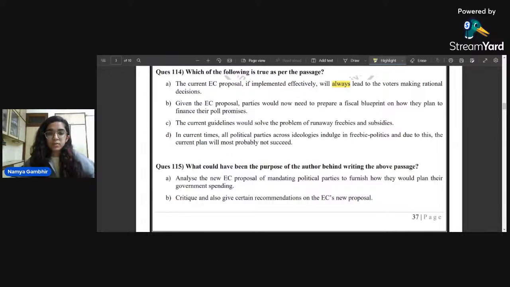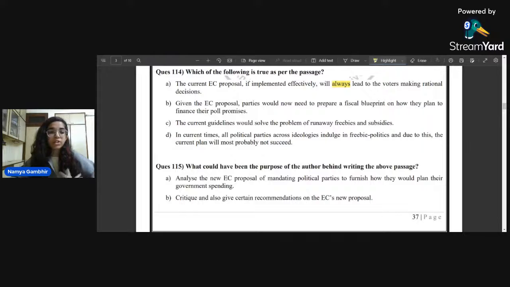The current guidelines would solve the problem with runaway freebies and subsidies. This is a very extreme thing to say, that it would completely solve that problem. That is not what the author is getting towards. And the last option says that in current times, all political parties across ideologies indulge in freebie politics, and due to this, the current plan will most probably not succeed.